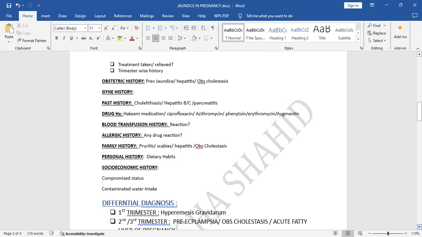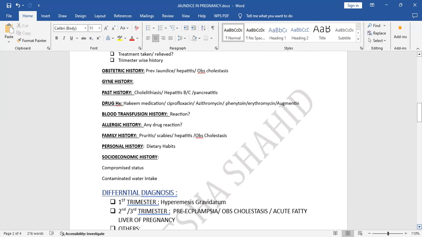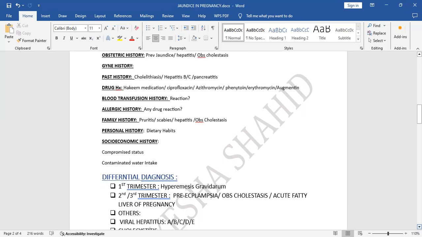Inquire about the drugs which the patient might have taken and which cause jaundice, which can include anti-TB medication, ciprofloxacin, azithromycin, phenytoin, erythromycin, and augmentin. Then ask about the blood transfusion history and exposure to rule out hemolytic anemia, any allergic history, and any drug reaction history. In the family history, inquire about pruritus, scabies, hepatitis, and the family history of obstetric cholestasis.